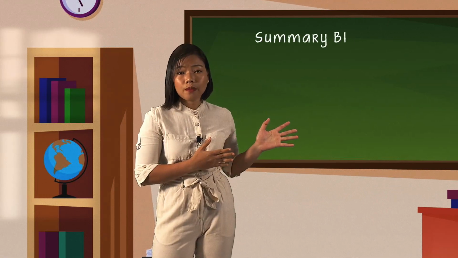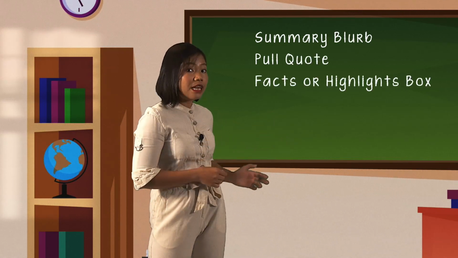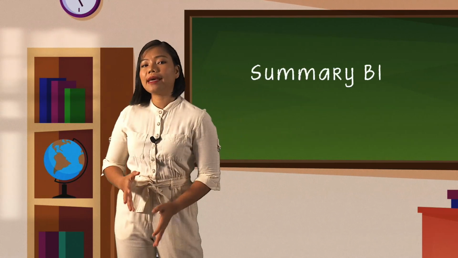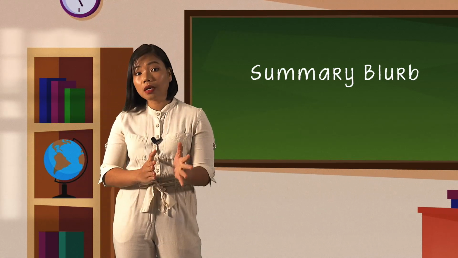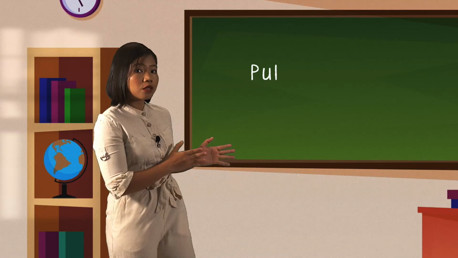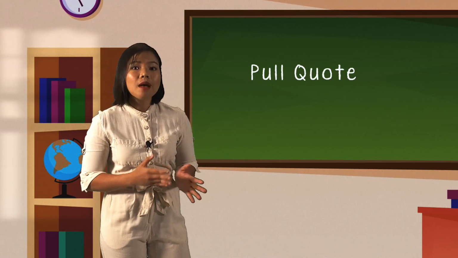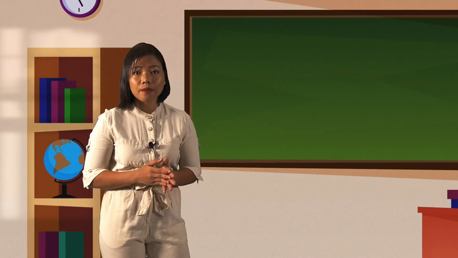Summary blurb, full quote, facts or highlights box, infographic, audio and video for online delivery. Now let's talk shortly about summary blurb. A summary blurb is a paragraph or sentence summarizing the story placed below the headline. Full quote. It is a good quote, might be broken out of the story, placed in larger type, and used as a point of entry to entice the reader.